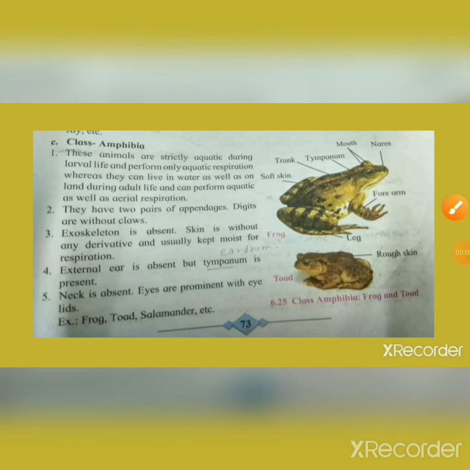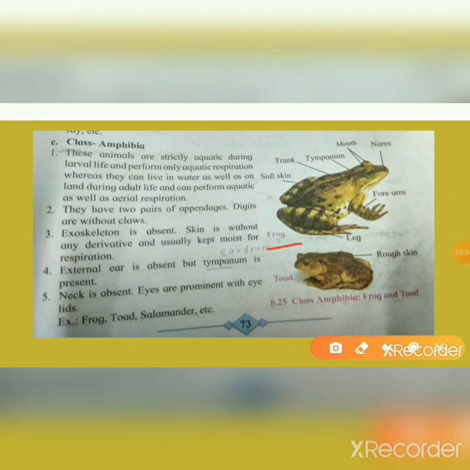Class Amphibia. With the help of the figure we'll see a frog. It has mouth, nares, tympanum, then trunk, soft skin, forearms and legs. And the toad has a rough skin here.